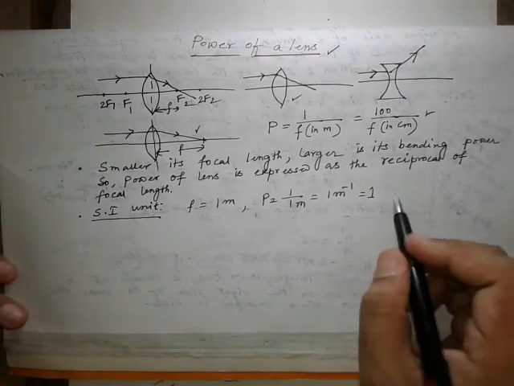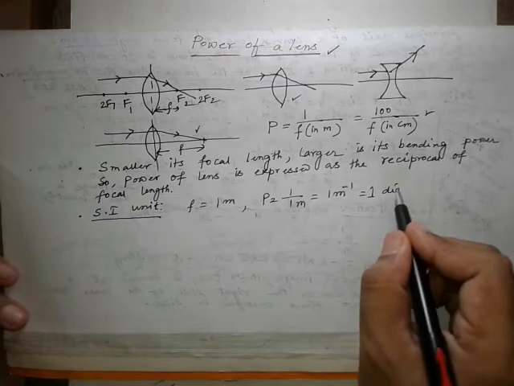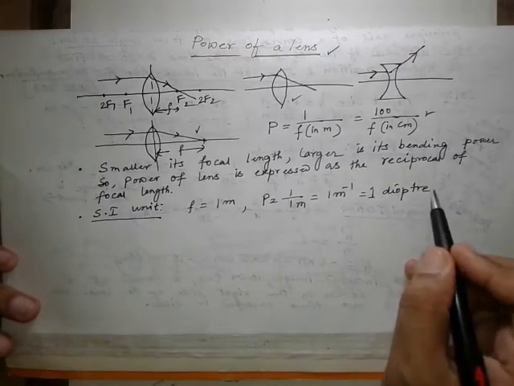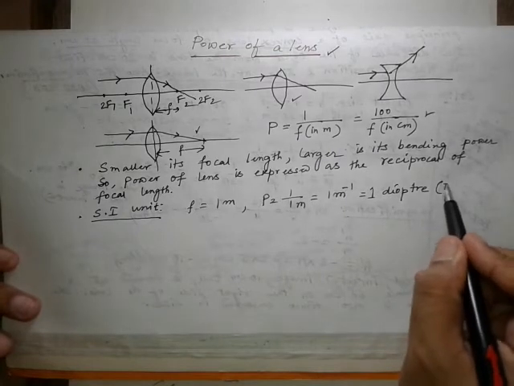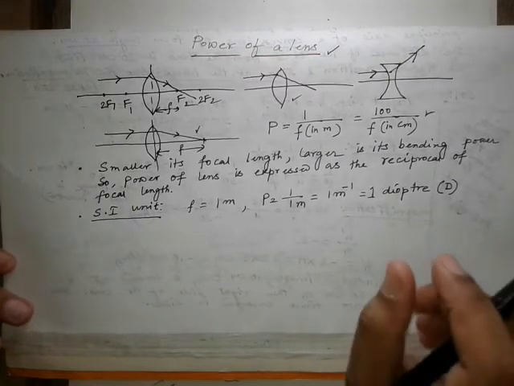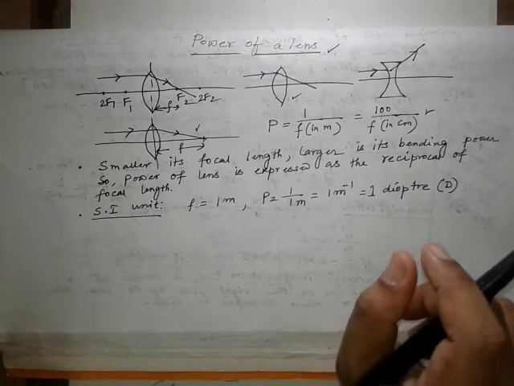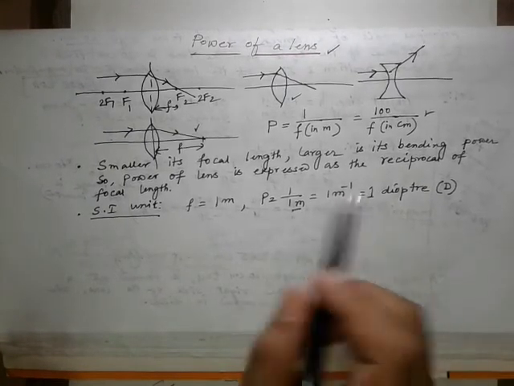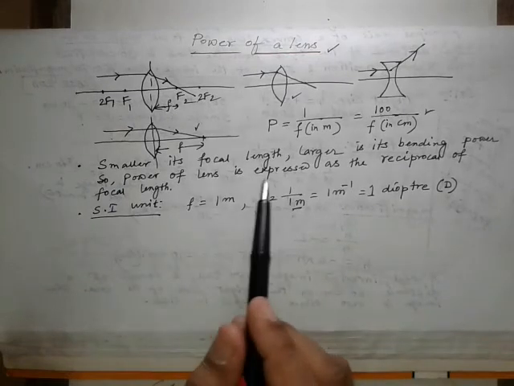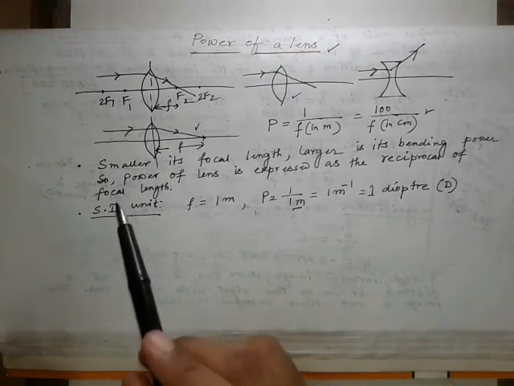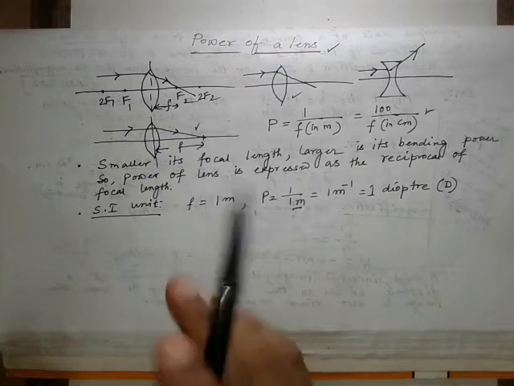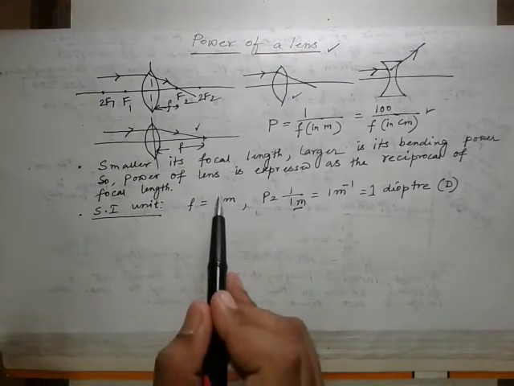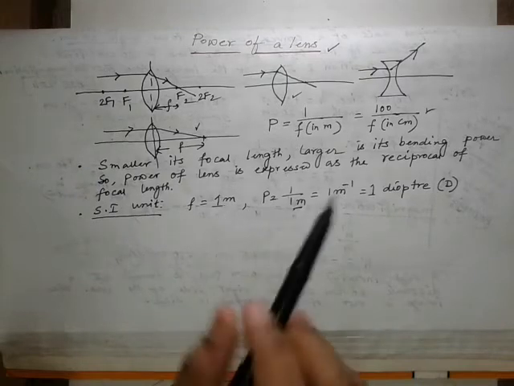1 diopter, D-I-O-P-T-R-E, diopter, or in short form you can write D. Okay, so this is called the diopter of the lens. Remember this one, so that will be in meter, okay, so it's SI unit. We already discussed in the first unit on measurements, which we studied in class 9, that the SI unit of length is meter.